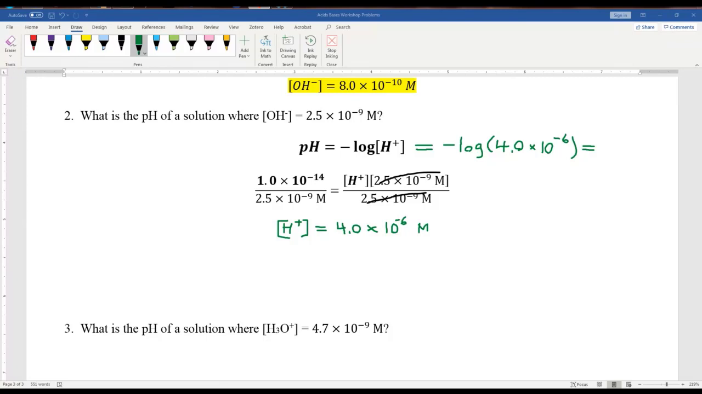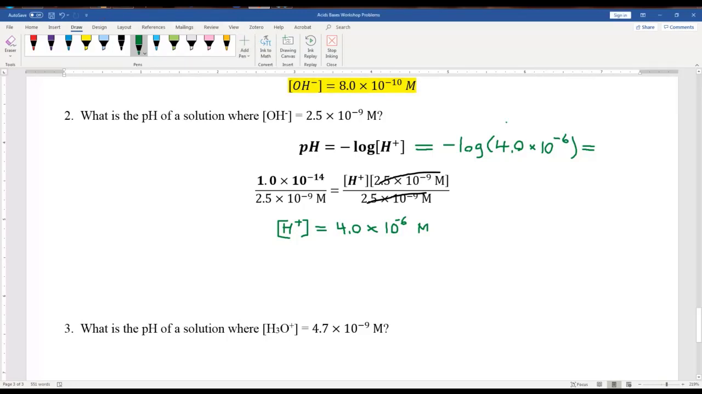Minus log. Should I push second function? No, don't push second function. It's just that I said the log button is below the second function. Don't push second function. Minus log. I have minus log. And then just type it in.